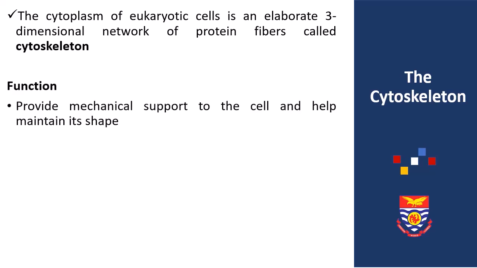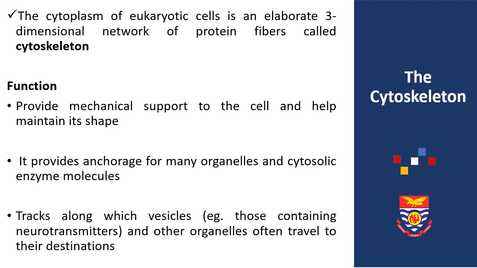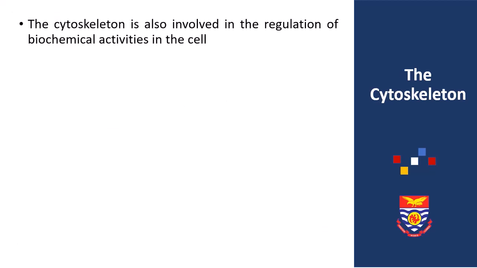The cytoplasm of eukaryotic cells is composed of a network of protein fibers referred to as the cytoskeleton, and this cytoskeleton functions to provide mechanical support to the cell and help to maintain the shape of the cell. They also provide anchorage for many organelles and enzyme molecules found in the cytoplasm. This cytoskeleton also serves as tracks along which vesicles and other organelles travel to their destination. The cytoskeleton is also involved in the regulation of biochemical activities that occur in the cell.